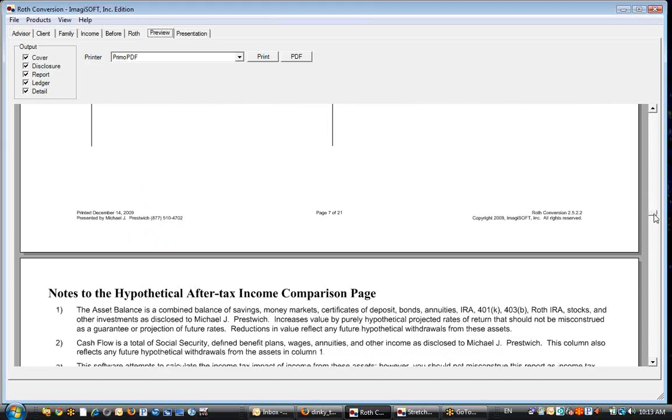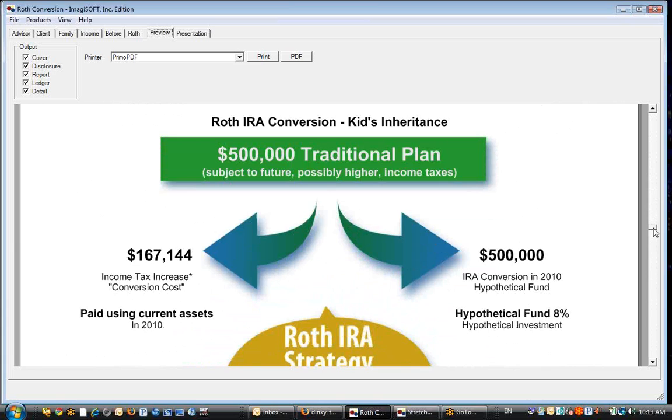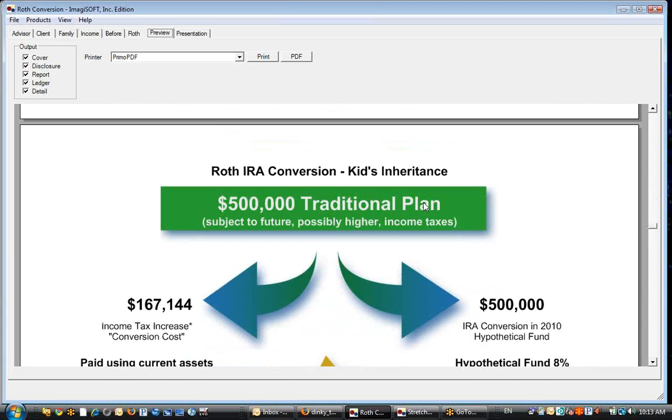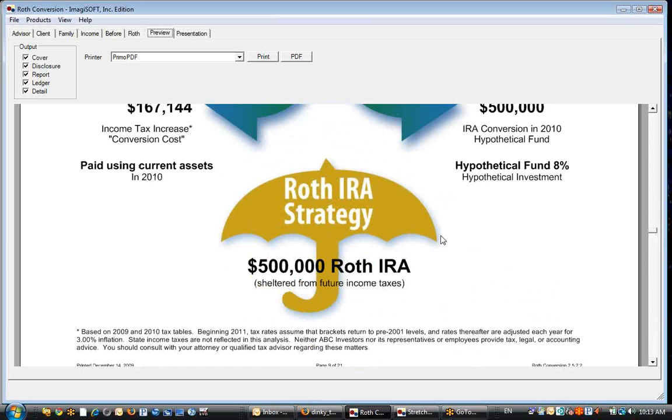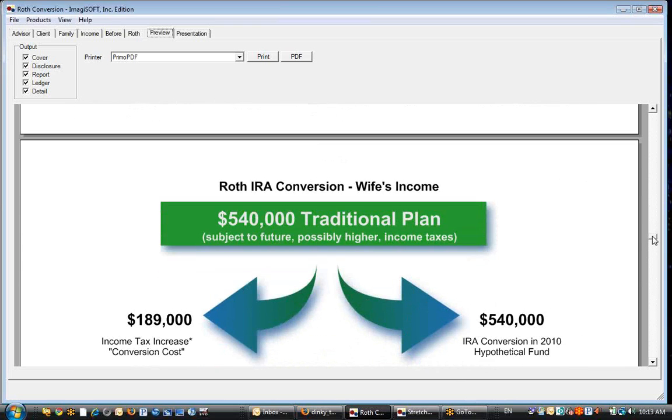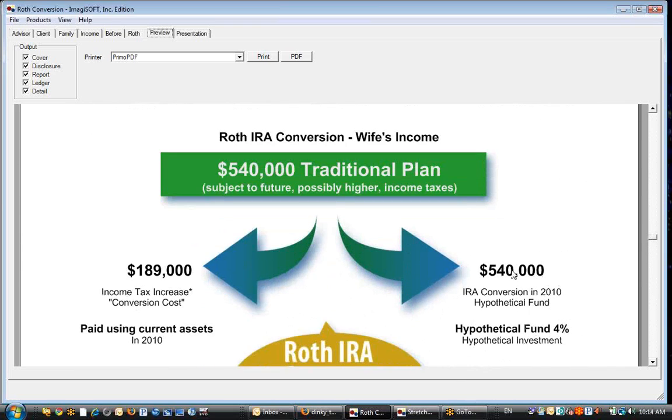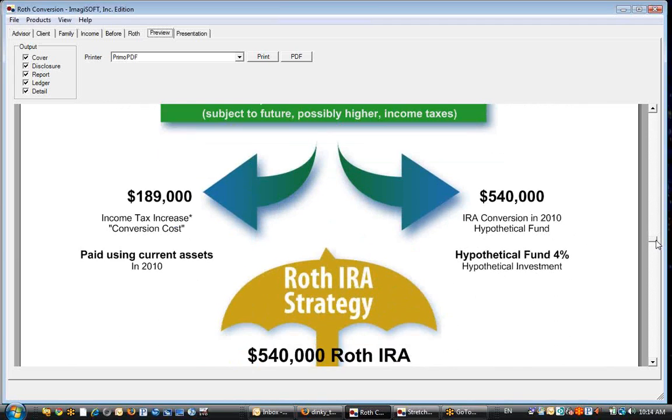And so the one thing we haven't shown is this umbrella page right here. So here's the one called Kids Inheritance, $500,000. We're going to do that in 2010 in a hypothetical 8% fund. It's going to cost $167,000 to do that on that particular rollover. And they're going to have $500,000 inside this Roth IRA. Then they're going to have one called Wife's Income, where we're using 4%, another $189,000 on that.